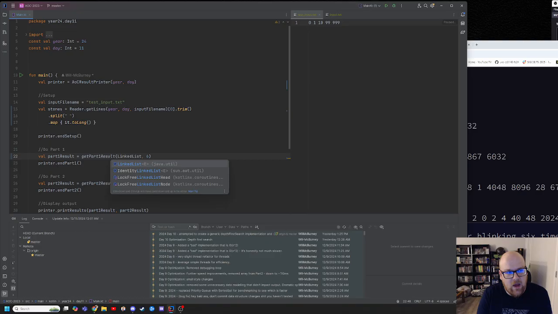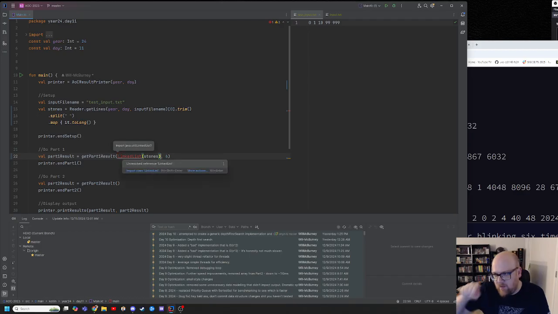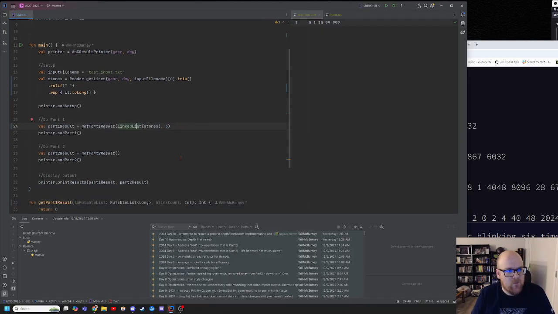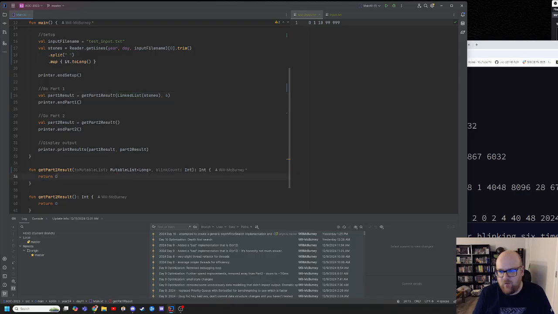This is a case where I actually want a linked list, because I'm going to be stepping through and doing inserts in the middle. And so if I'm doing inserts in the middle, that's going to be beneficial to handle that, I think.